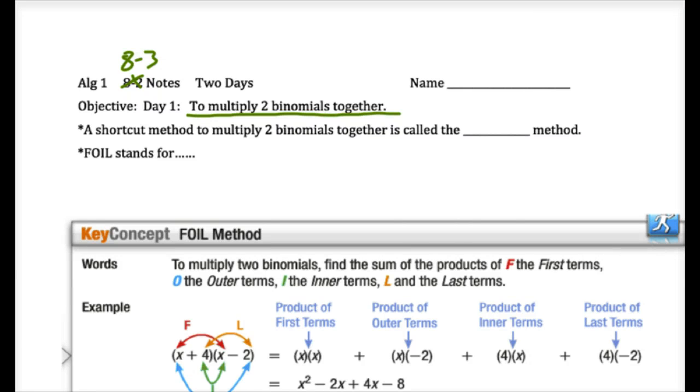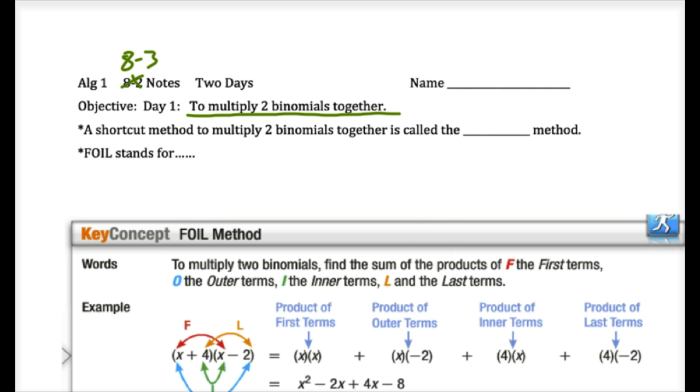All right, we're going to multiply two binomials together today. That's it. Not trinomials, not monomials, just very specific binomials. Everybody picture that. Okay, we're going to multiply binomials together today.